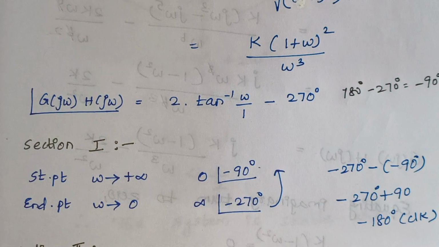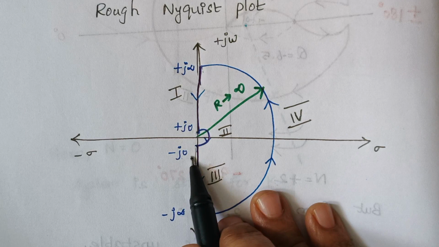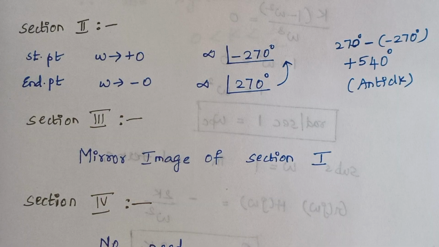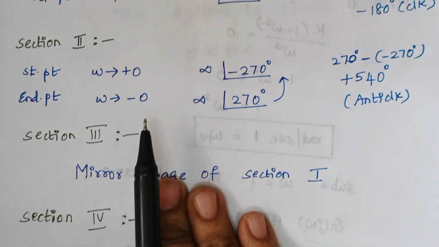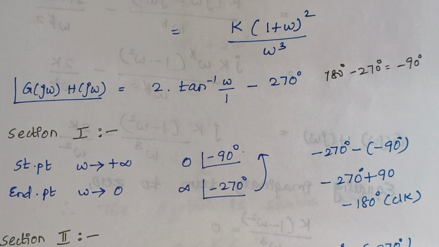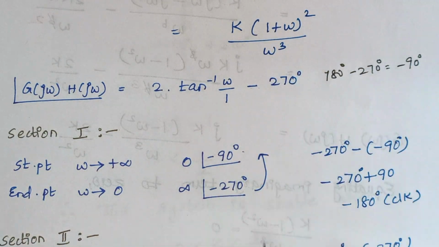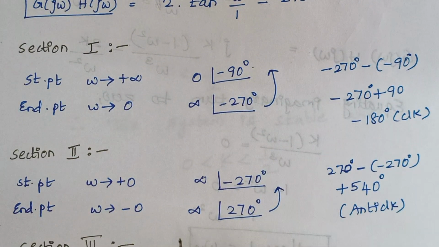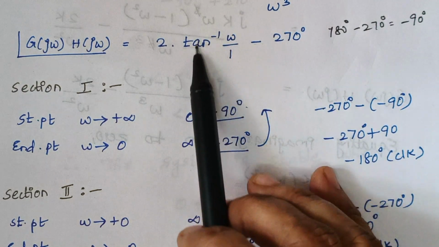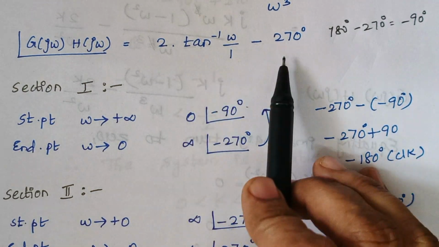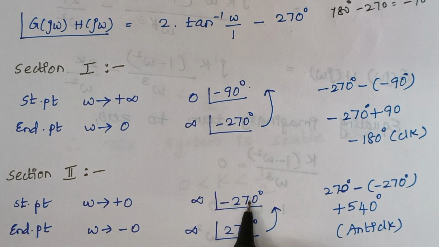So again, in section 2, it starts at plus 0 and it ends at minus 0. Right. So here plus 0, it ends at minus 0. Again look back at the expression here. So anything divided by 0 is nothing but infinity. Right. So here I had written infinity. Again substitute the value of omega as 0. When you substitute omega as 0, this entire term reduces to 0 and finally we will be having minus 270 degrees. So just write down the value as minus 270.